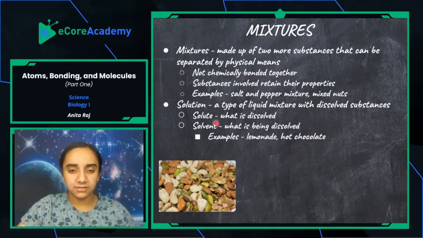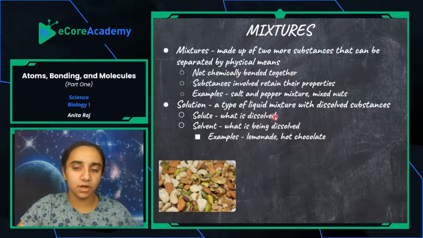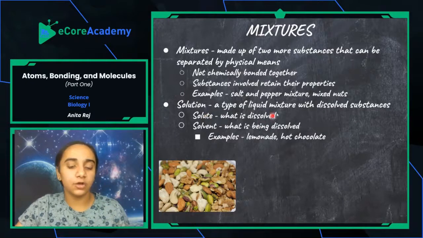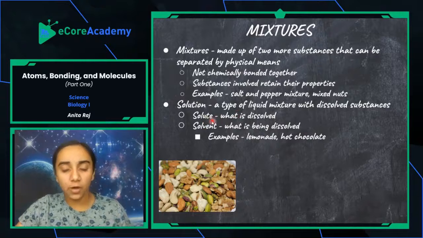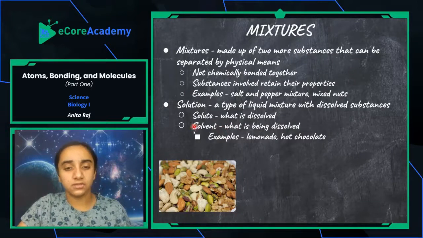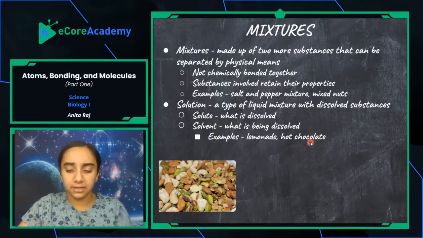When we have a solution, whatever is being dissolved, for example, in this case, the salt, that is considered the solute. What is being dissolved? Meanwhile, what is doing the dissolving, in this case, water, because it's actually separating the salt molecules, that is what is called the solvent. And examples of this are lemonade and hot chocolate.